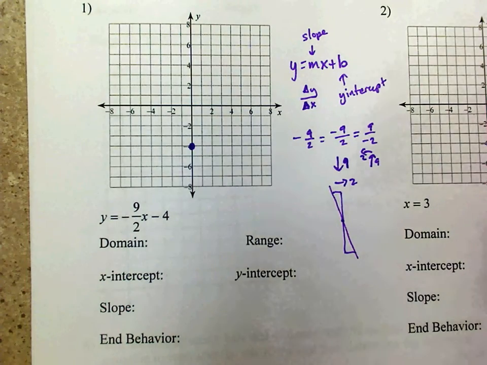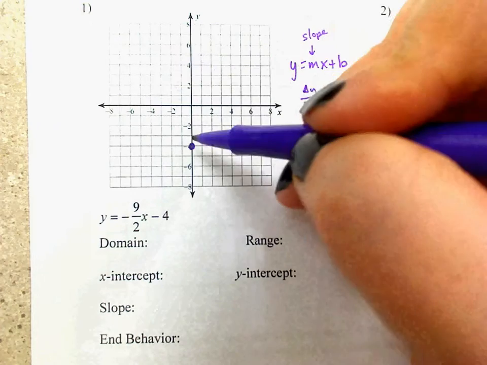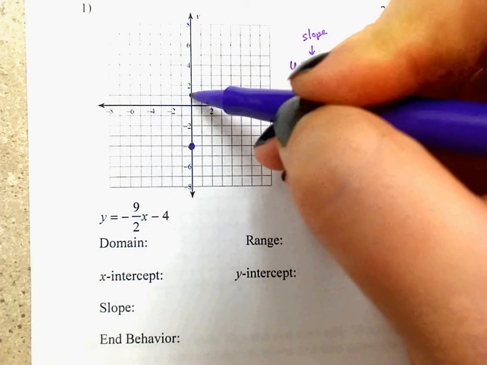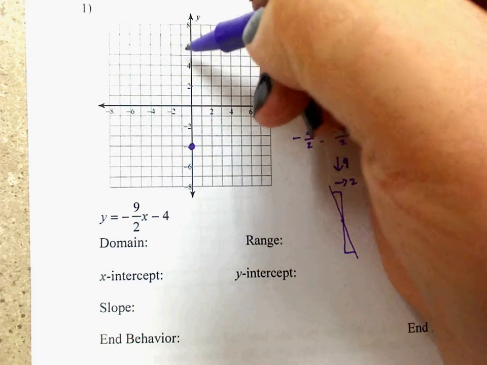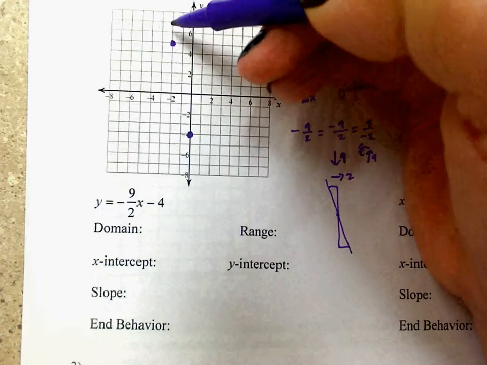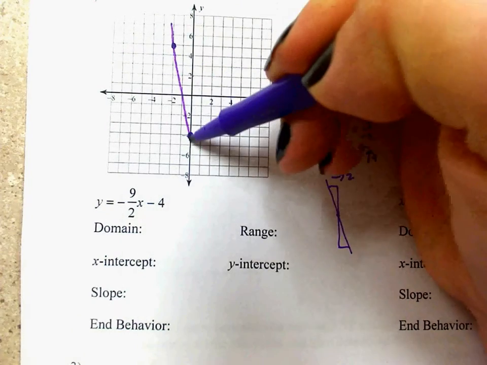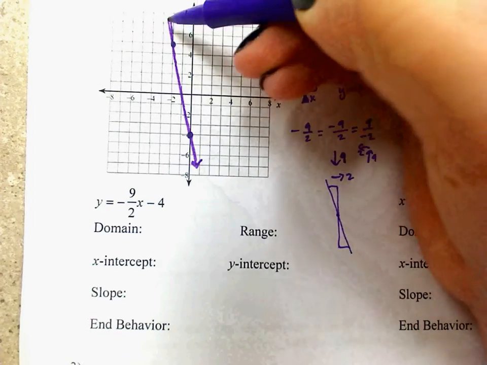So in this case, since I can't go down 9 and over 2, I'm going to go up 9 and to the left 2. 1, 2, 3, 4, 5, 6, 7, 8, 9. Or I could just say 4 and then 5. And then over 2, and I want to connect. Make sure to draw the arrows at the end. If you just draw a segment, you haven't drawn a line.